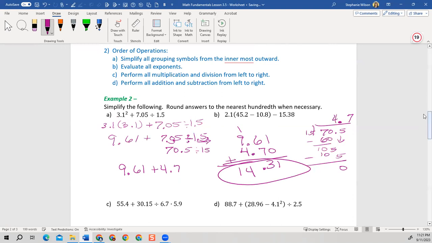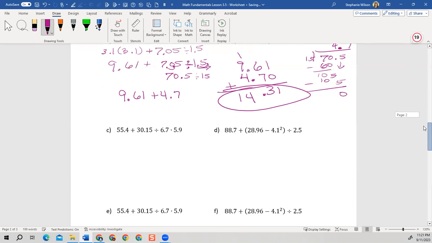Okay, so now let's do D. We have this parentheses right here. Inside the parentheses, I have a power, so let's go ahead and clean up the power. 4.1 squared is going to be 16.81. Let's bring down this. All right, so now I have 28.96 minus the 16.81.